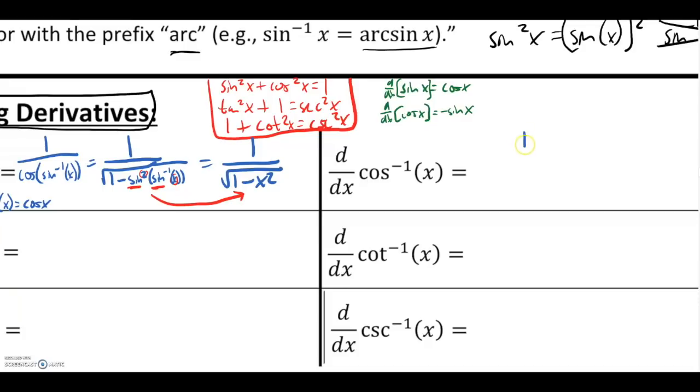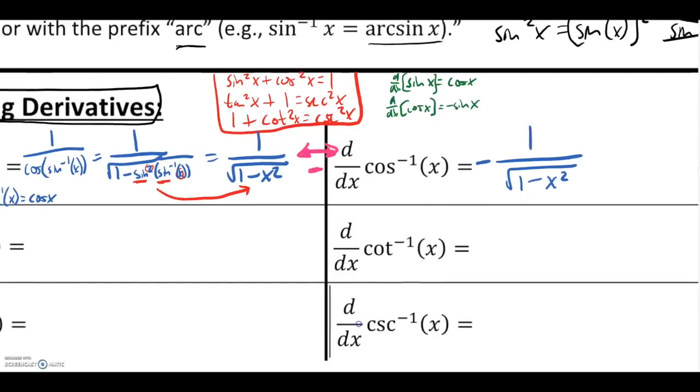You're going to get the same exact form of your derivative, but bring in the negative sign. So if you can remember one of these, you can remember both. They only differ by a negative sign.